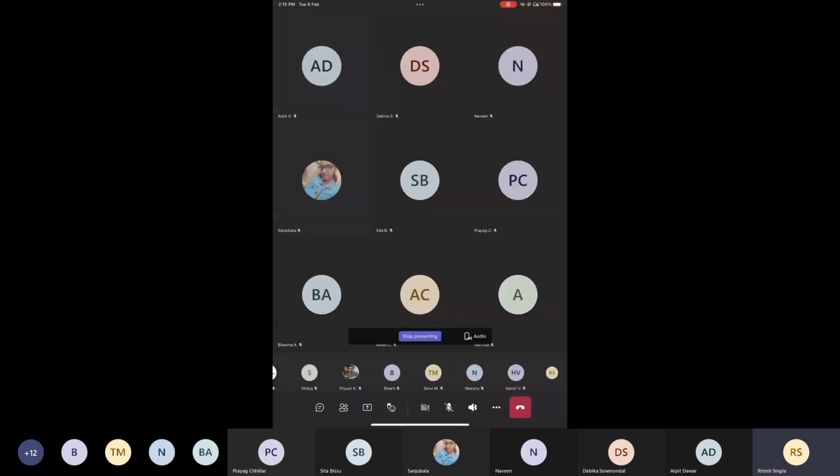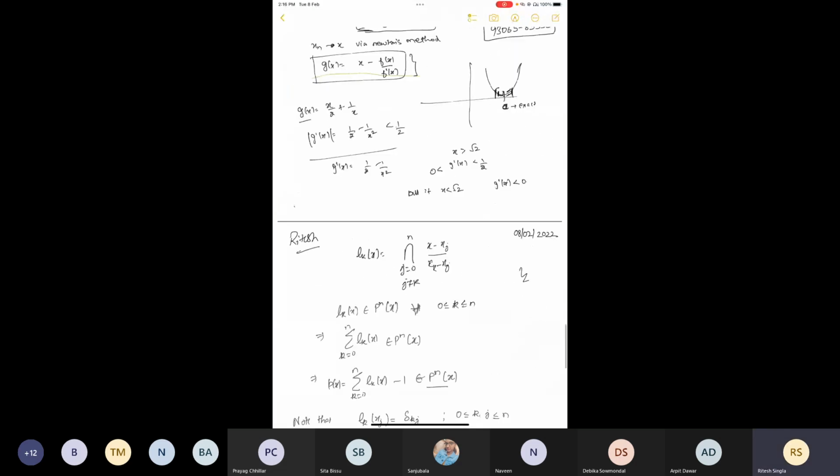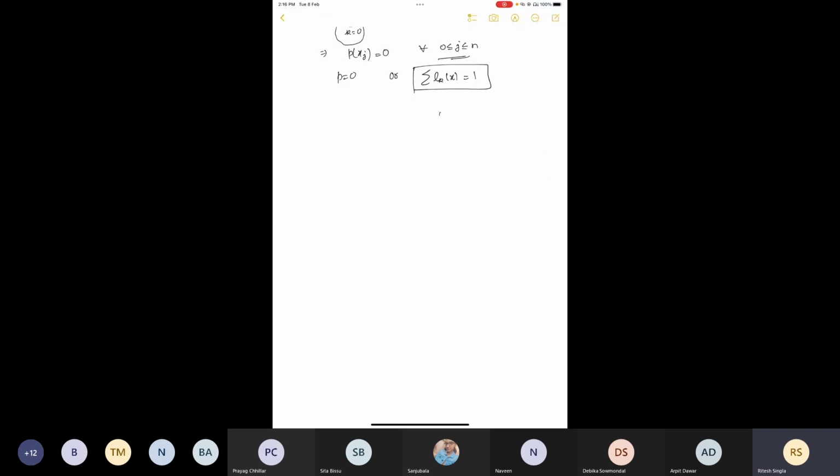Sure. So can anyone tell me what should be the procedure? How will we approach this question?